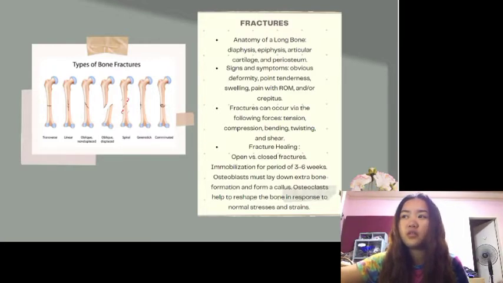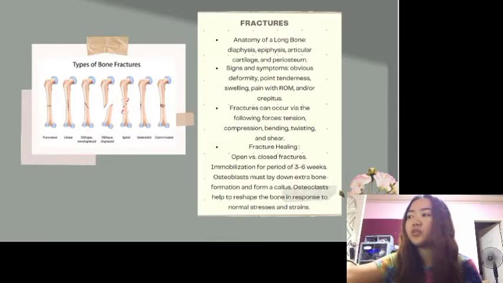A comminuted fracture is when the bone breaks into several pieces. Fracture healing, open versus closed fractures. So immobilization for a period of 3 to 6 weeks. The osteoblast must lay down extra bone formation and form a callus, while the osteoclast helps to reshape the bone in response to normal stresses and strains.